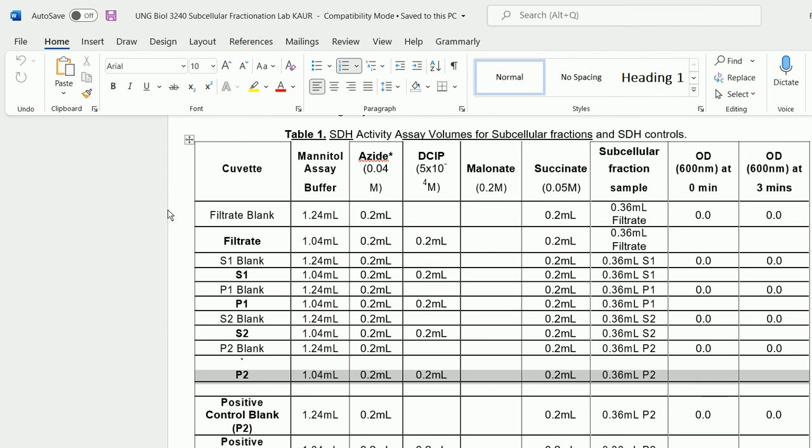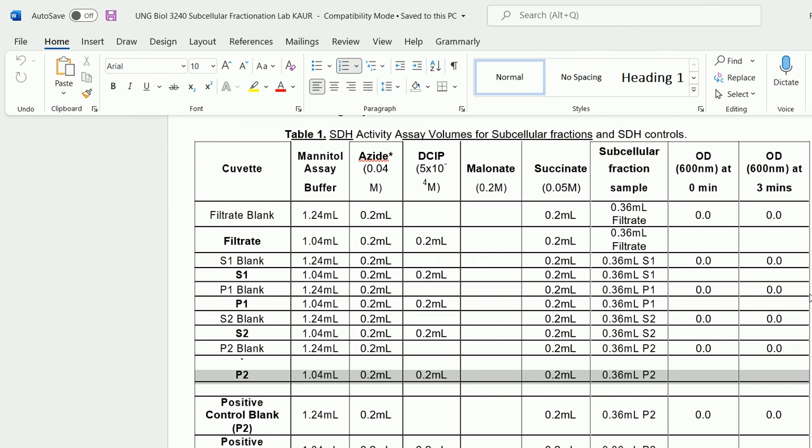Remember that for every fraction there's a blank. Blank we are using for calibrating our spectronic. The blank does not get DCIP. So with the blank you calibrate it, and with the real fraction, whether it's filtrate, S1, or P2, you will be taking the OD at 600 nanometers at 0 minute, and then after 3 minutes. So basically we are trying to see if the OD is reducing or not. If the OD is reducing, it means that DCIP is getting reduced. If it is getting reduced, it means the enzyme is there. If the enzyme is there, mitochondria is there.